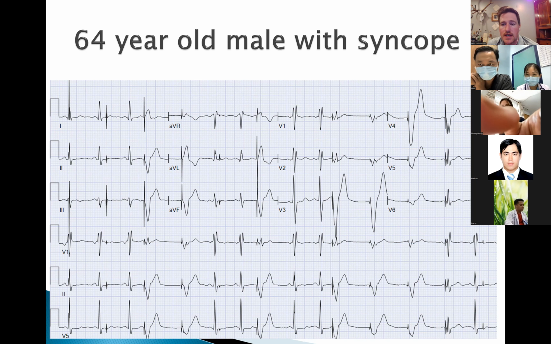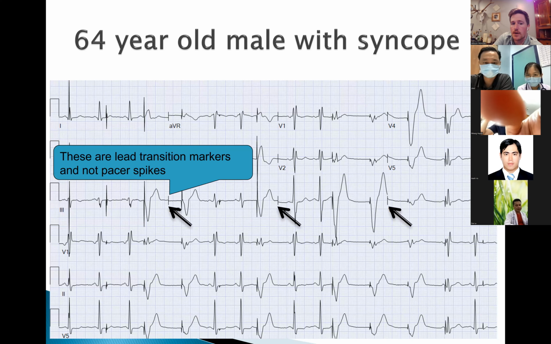And then we see some native beats that are occurring, right? So there are those with a narrow QRS. Let's walk through it. So maybe what we were seeing before in V4, V5 is our lead transition markers and not pacer spikes. That's something to keep an eye on, and make sure that you don't mistake the lead transition markers for pacer spikes.